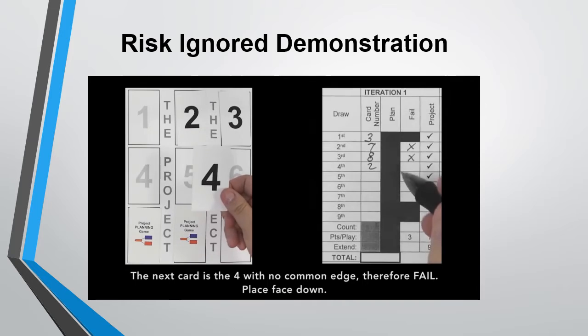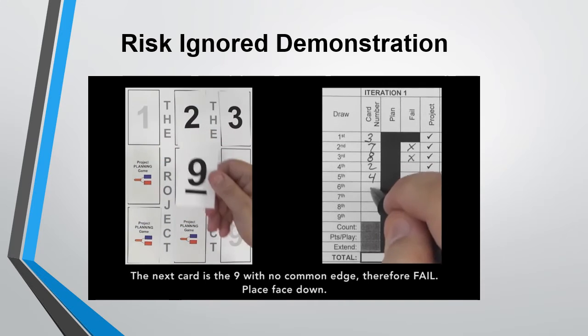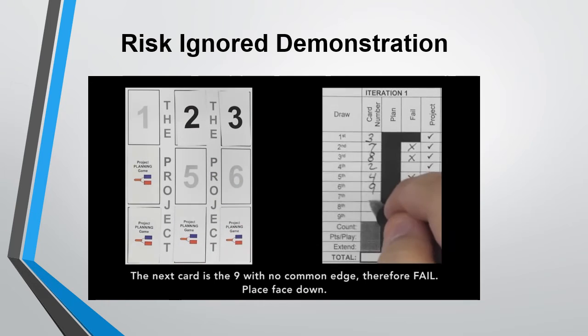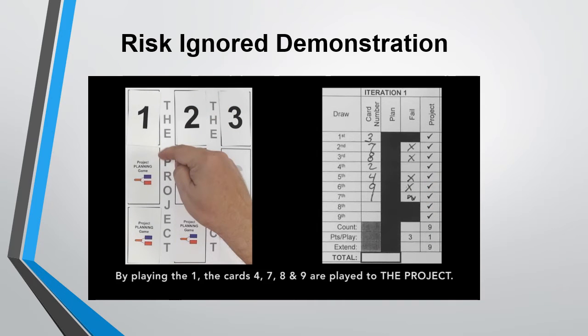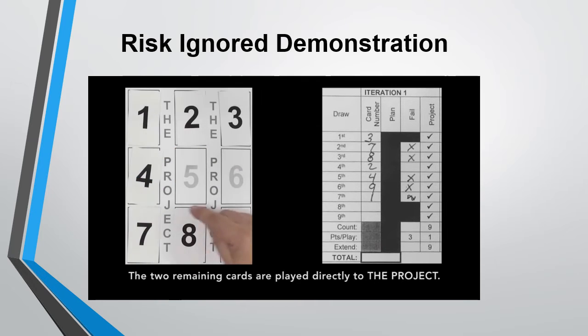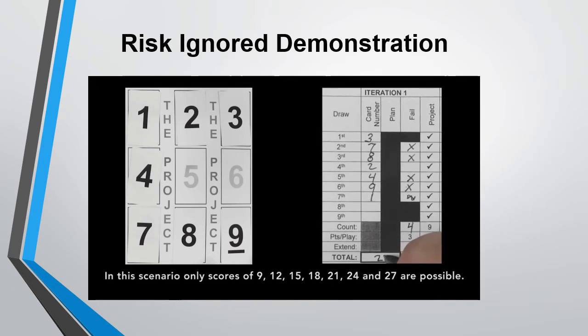The next card is the 4, no common edge, therefore fail, placed face down. The next card is the 9, no common edge, therefore fail, placed face down. The next card is the 1, has a common edge with 2, and therefore project, placed face up. By playing the 1, the other cards, 4, 7, 8, 9, are played to the project. The 2 remaining cards are played directly to the project. The score for this iteration is 21. In this scenario, only scores of 9, 12, 15, 18, 21, 24, and 27 are possible.